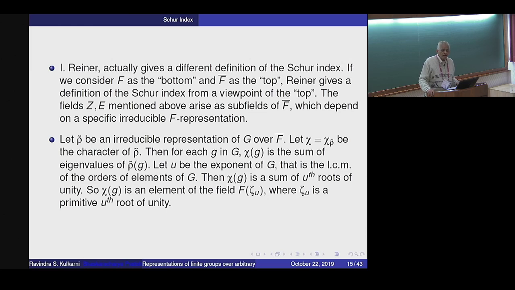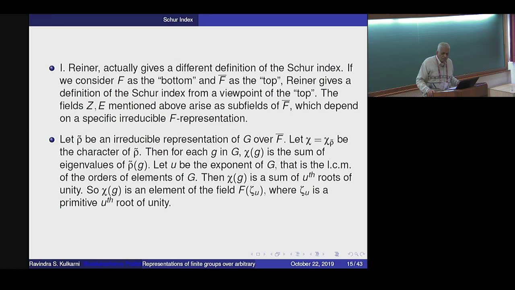Now, Reiner actually gives a very different definition of Schur Index, and this is the standard definition that is used in the generalization. If we consider F as the bottom and F bar as the top, then Reiner gives a definition of the Schur Index from the viewpoint of the top. And the fields Z, E mentioned above occur as subfields of the algebraic closure, which depend on the specific irreducible F representation. So it goes like this.